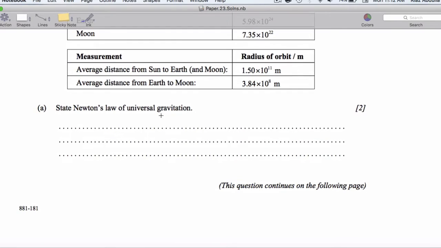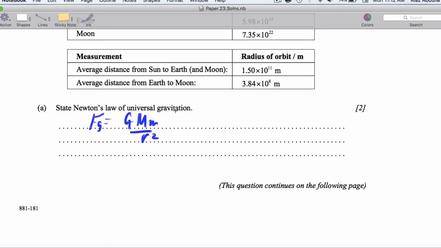So state Newton's law of universal gravitation, that's Fg is G, big M, little m over r squared. I don't even know if there's a lot that we could add to that. That's simply all I would want to say. Just to be clear on this, they're really clear on this. That's all they want.